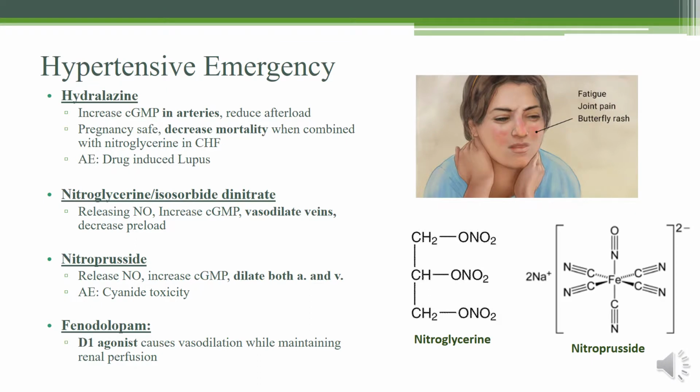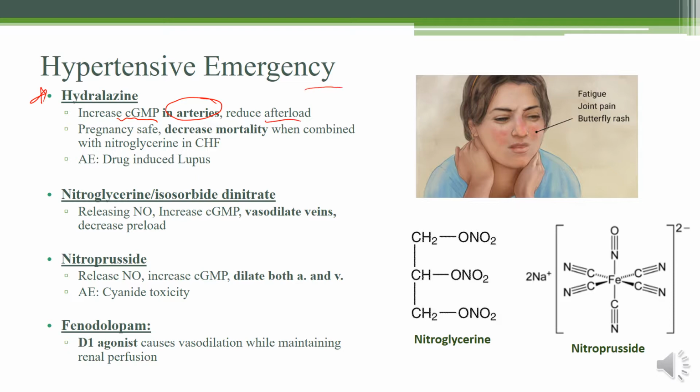All right, hypertensive emergencies, we have a couple of drugs for these, and they work really well and really fast. The first one that you need to know is going to be hydralazine. Hydralazine works by increasing cyclic GMP in the arteries, and it's important for you to know that it's affecting the arteries because it actually reduces the afterload.